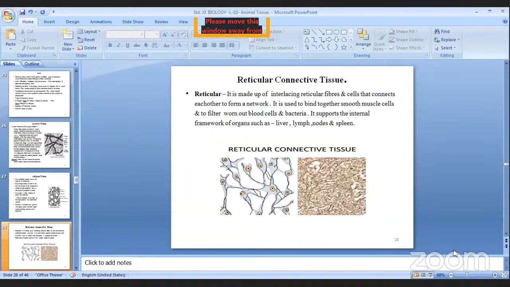Whereas reticulate means it forms a network, like a mesh. See here, the network it is. See here also, the enlarged structure. So it is made up of interlacing reticular fibers and cells that connect to each other to form a network. It is used to bind together smooth muscle cells and to filter worn out blood cells and bacteria. It supports the internal framework of organs such as the liver, the lymph nodes, and the spleen.